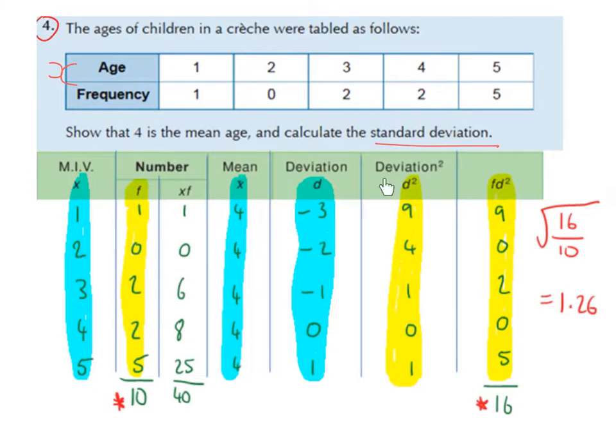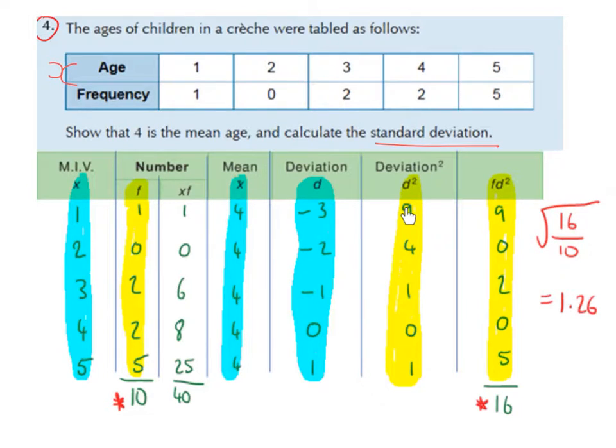Our next column is our deviation squared, or d squared. So minus 3 squared is 9. Minus 2 squared is 4. Minus 1 squared is 1. 0 squared is 0. 1 squared is 1. And our final column is fd squared. So it's going to be our frequency multiplied by d squared, or deviation squared.